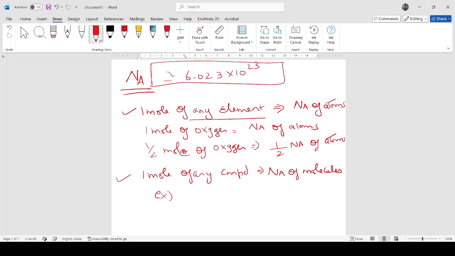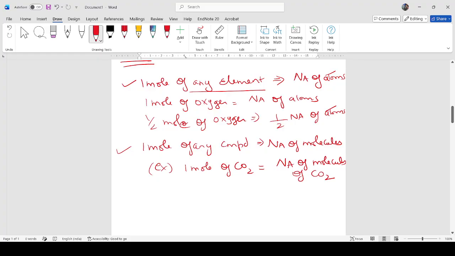For example, I say 1 mole of carbon dioxide is available. It will contain Avogadro number of molecules of what? Molecules of carbon dioxide. All right. If I'm saying it is having 2 moles of carbon dioxide, then what does it make us understand? It will contain 2 times Avogadro's number of molecules of carbon dioxide.